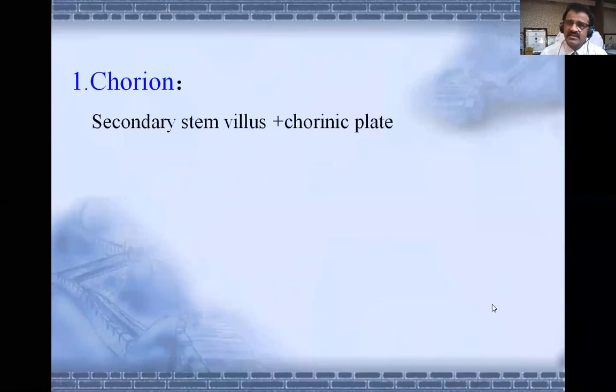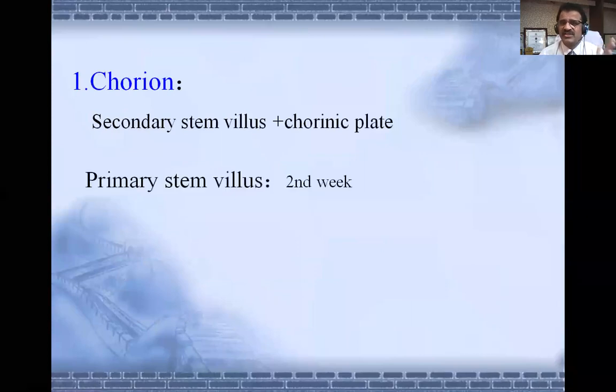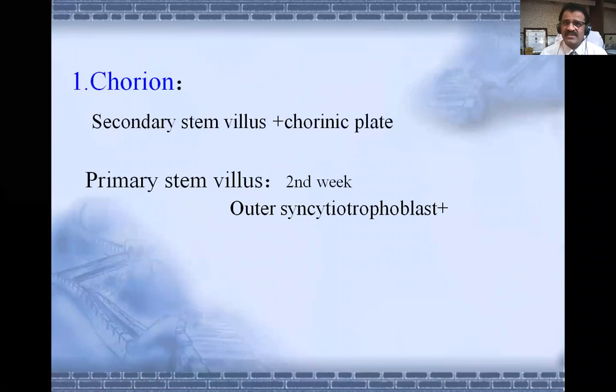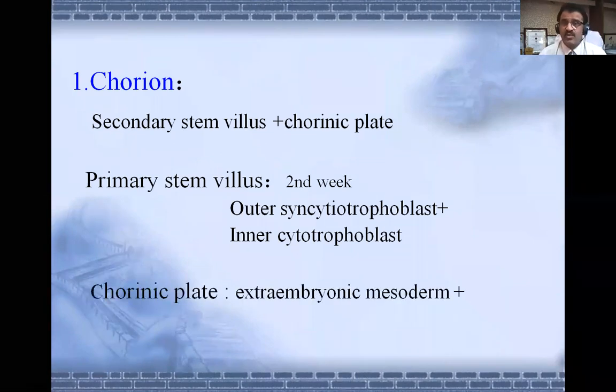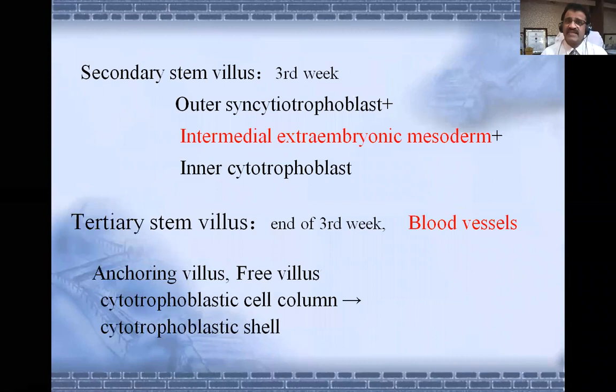First we'll consider what the chorion is and how it is formed. Secondary stem villus plus chorionic plate makes a chorion. The primary stem villus comes in the second week with two layers, outer syncytiotrophoblast and inner cytotrophoblast. The chorionic plate is embryonic mesoderm plus trophoblast. This is how those things are formed. The secondary stem villus comes in the third week: outer syncytiotrophoblast, intermediate extra embryonic mesoderm, plus inner cytotrophoblast. The tertiary stem villus comes at the end of the third week, with blood vessels.